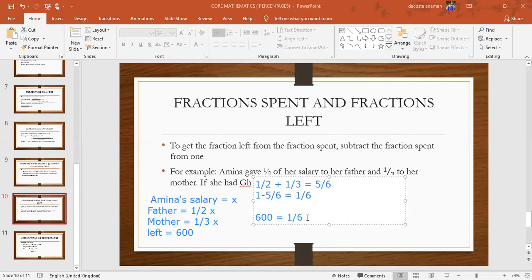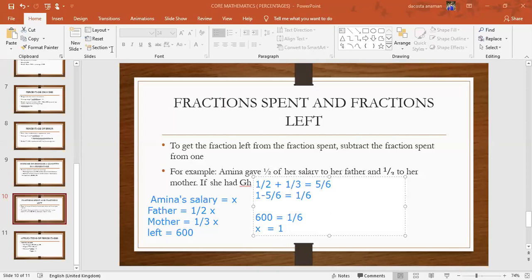So what will be 6/6? X will be equal to what? That's 1. You cross multiply and you'll be getting 3,600 Ghana cedis. Any question up to now?